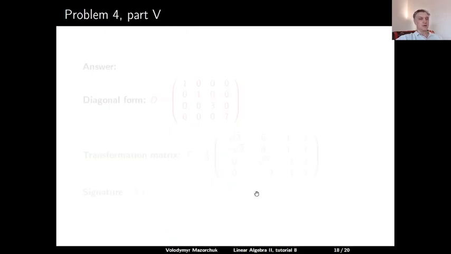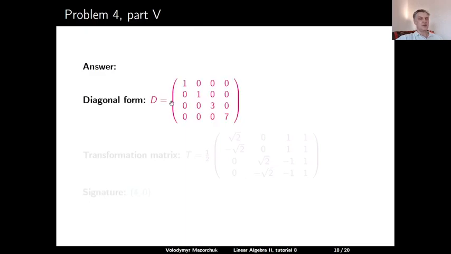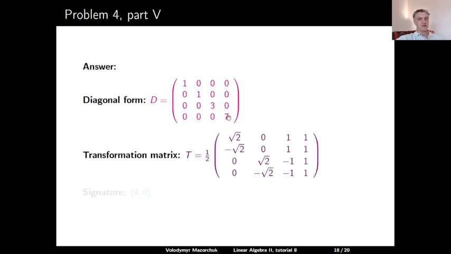So now we can write down the answer. The diagonal form is a diagonal matrix with our eigenvalues on the main diagonal, and eigenvalues should be repeated as many times as the algebraic or geometric multiplicity. So we have 1, 1, 3, 7 on the diagonal of this diagonal matrix. And the transformation matrix is the matrix of the corresponding eigenvectors.